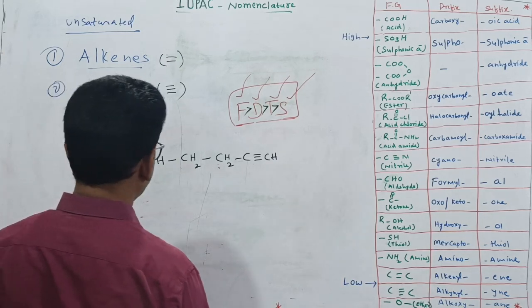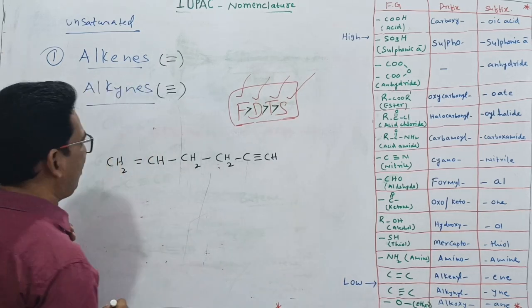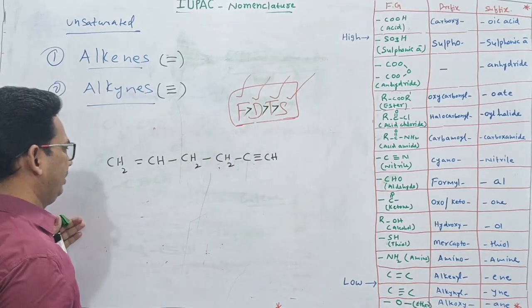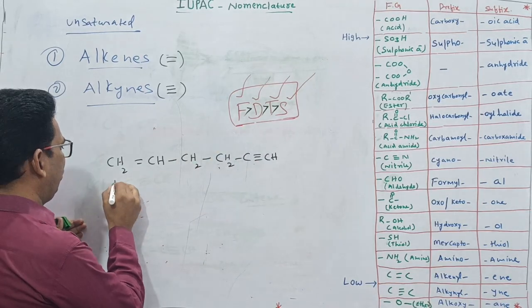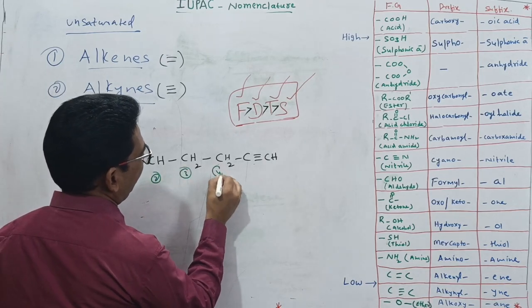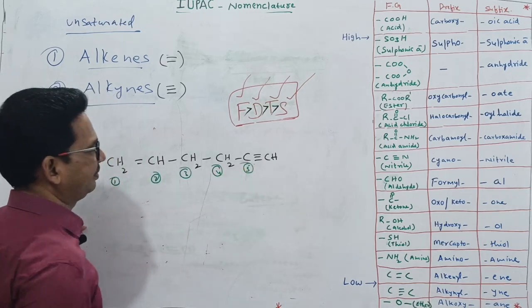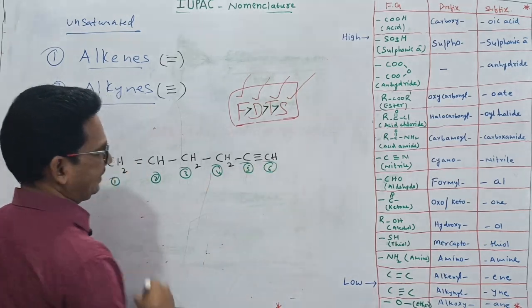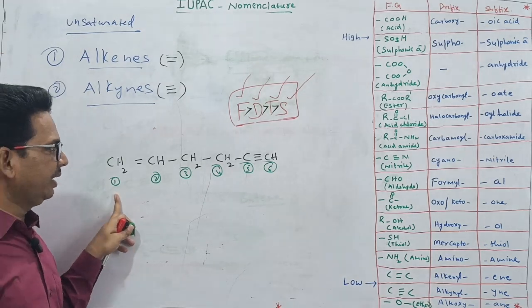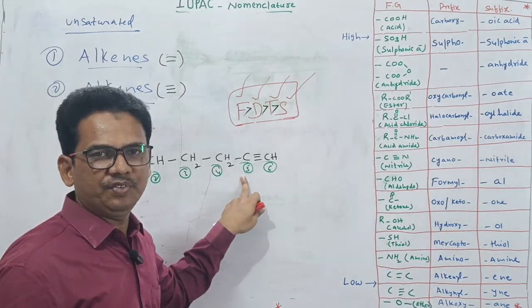Then in this case, how are we going to give the numbering? What did he say? First double bond, then the triple bond. Means we have to give from this side only. 1, 2, 3, 4, 5, 6. Now the double bond is present at the first position, the triple bond is present at the fifth position.